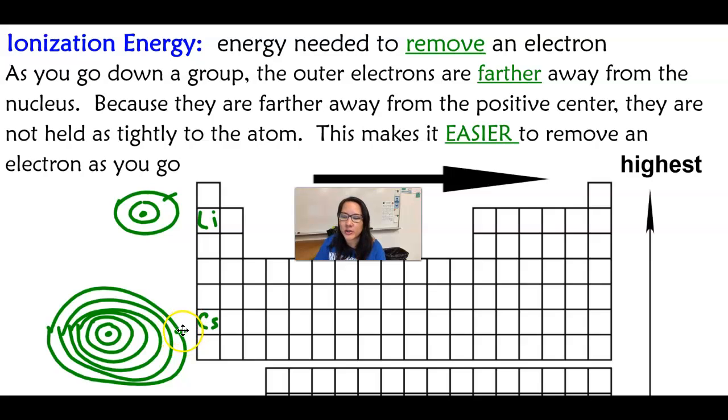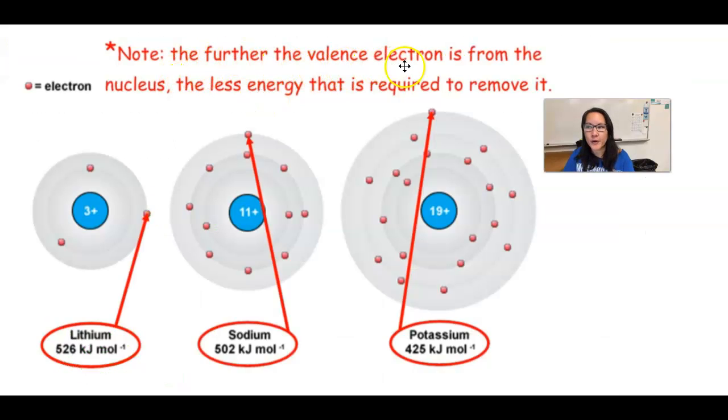It'll be easier to remove this electron. And so ionization energy gets less and less as you go down a family. So note, the further the valence electron is from the nucleus, the less energy that is required to remove it. The lithium valence would require 526 kilojoules of energy. Sodium has 1 more shield, and so it requires even less energy, 502 kilojoules per mole.